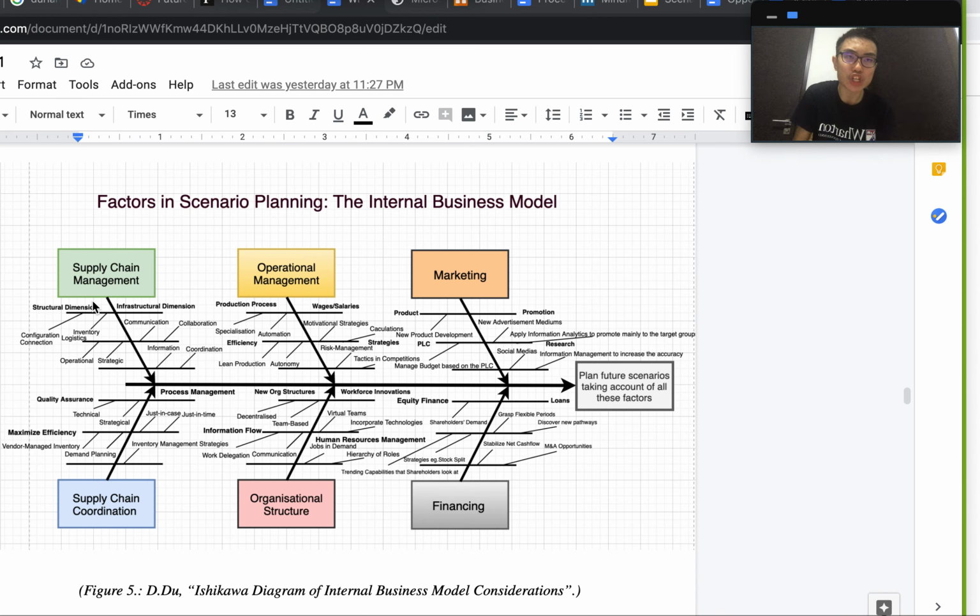Under supply chain management, we separate it into structural dimension and infrastructural dimension. Structural dimension, we can analyze as computer hardware, and infrastructural dimension, we can analyze as computer software. In supply chain management, we always care about four factors under structural dimension, which are configuration, connection, inventory, and logistics. We have to think about where we are going to locate our business. This will be done under configuration.